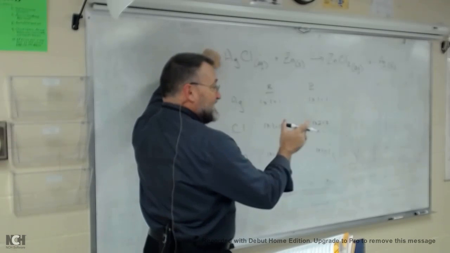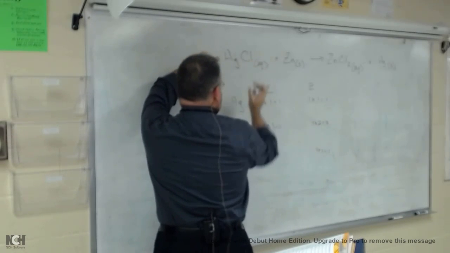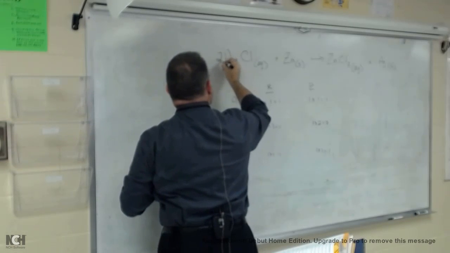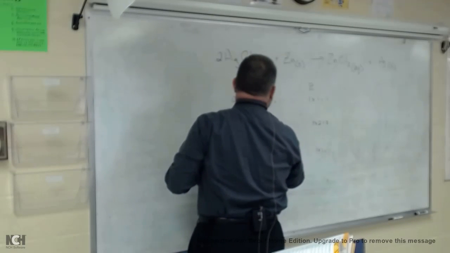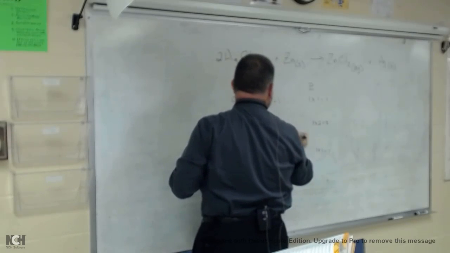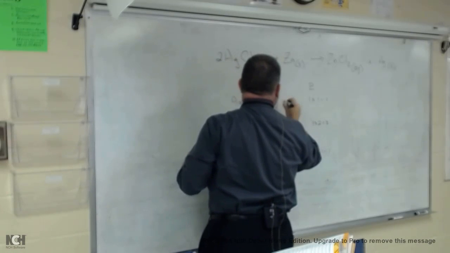In order to get what I need, 2. I have 1, and chlorine is here in sets of 1. So how many do I need? 2 sets of 1. 2 sets of is my coefficient 2. That changes my chlorine here to 2 sets of 1, which give me 2. But it also changes my silver to 2 sets of 1, which give me 2.